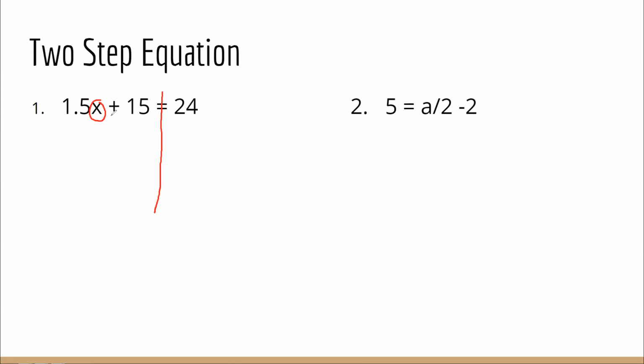So right now it says plus 15, so I know that I have a positive 15 on the left side. So if I take away 15, or if I subtract, do the inverse operation, that goes away, and we're left with 1.5x. But whatever I do to one side, I have to do to the other side. So since I took away 15 on the left, I'm taking away 15 on the right. And when I do that, I get 9.